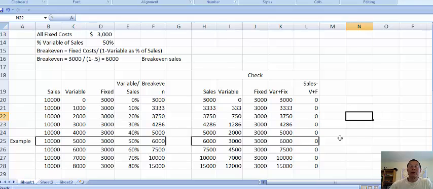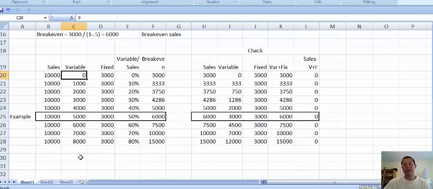Just to test the extremes, if I have, for example, no variable costs, maybe you're selling water, and you just have fixed costs, the break-even is 3,000. That makes sense. All my costs are fixed. I just have to achieve 3,000 in sales here, and then my sales minus fixed plus variable equals 0. Again, we get break even.